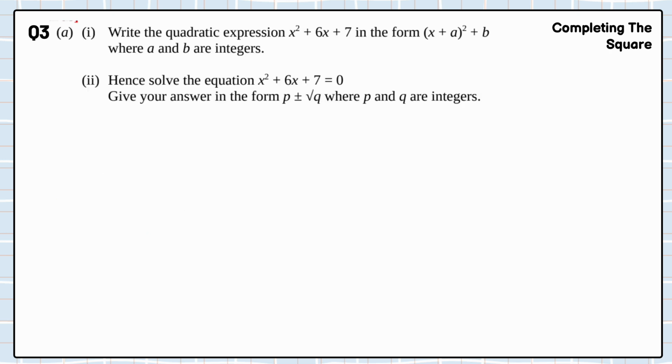Question AI tells us to just complete the square. So let's complete the square for x squared plus 6x plus 7. So the first thing we do, we put it into brackets, we write our x, and then to work out what the other number inside our brackets is going to be, it's always going to be half of this 6 that's next to the x, which is 3.